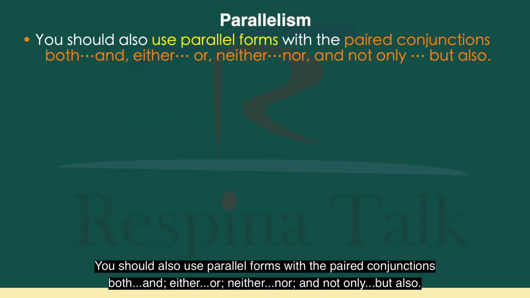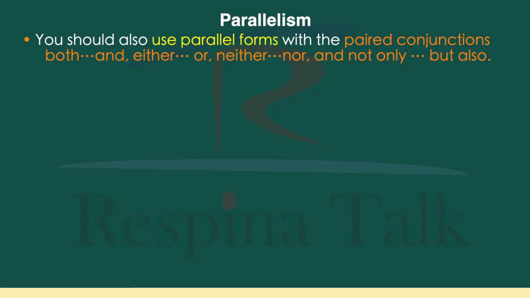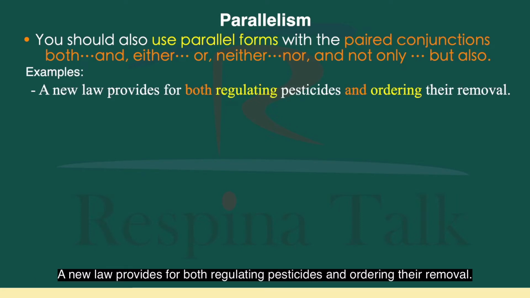You should also use parallel forms with the paired conjunctions of both and, either or, neither nor, and not only but also. Notice the parallel structures in these clauses are actually joined by coordinate conjunctions. A new law provides for both regulating pesticides and ordering their removal.